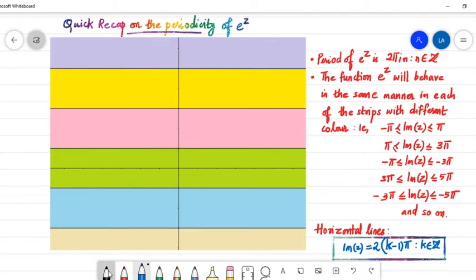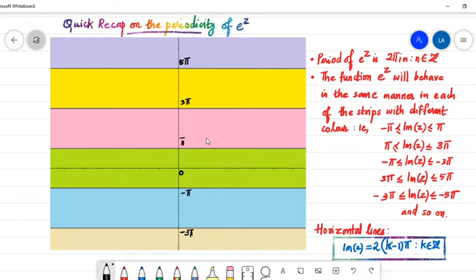Okay, so let's just mark here. This is our origin and this is our pi. This will be our minus pi. This will be 3 pi. This point will be minus 3 pi. Here we'll be having 5 pi, and consequently it is going on like that.